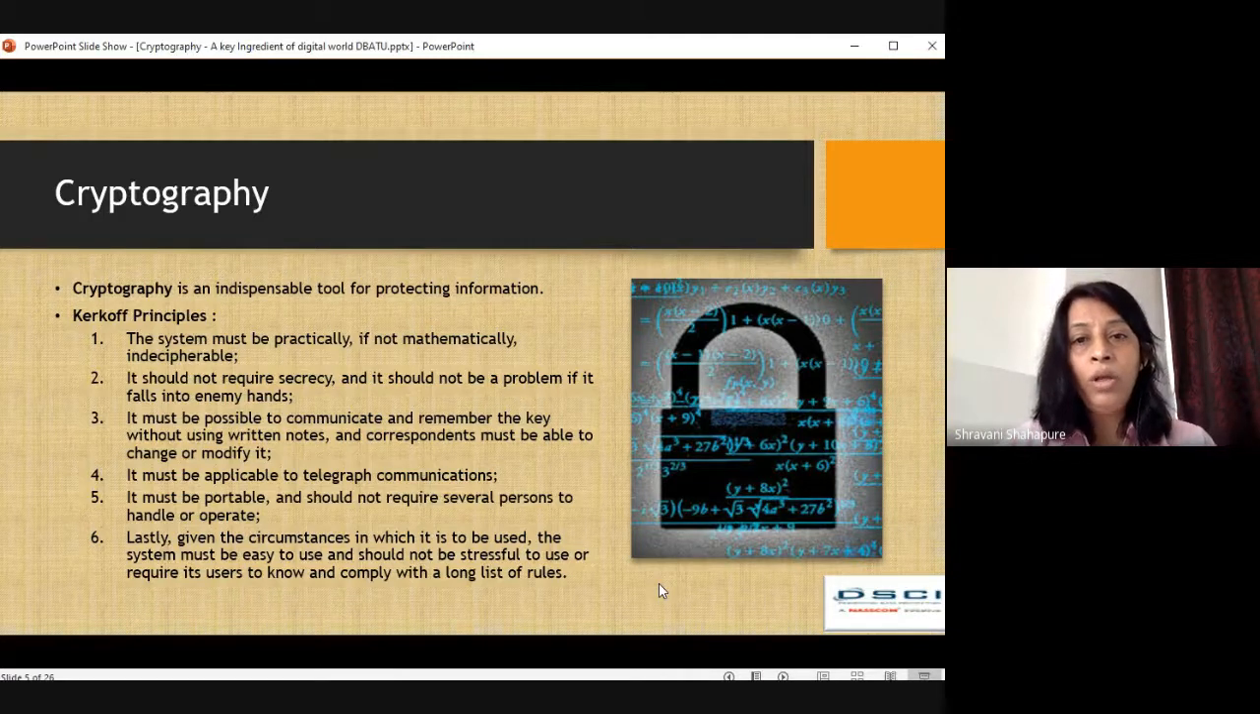Then he also talked about how it should be portable. It should not require a very skilled person to handle the complete machines. So nowadays we can see that many people who do not have great technical or in-depth knowledge can handle modern cryptographic algorithms. So these are some of Kirchhoff's principles. We can move on to the next slide.